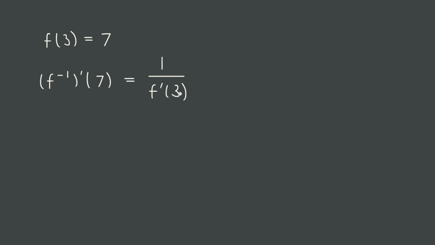This is a really good pattern to remember, because what they'll do is ask you for this, and they'll give you a table that shows you that at x equals 3, f of x is 7. So you'll just have this value in a table, and you'll be expected to remember this formula and go find f prime of 3 in that same table.